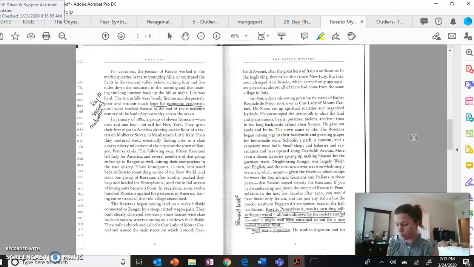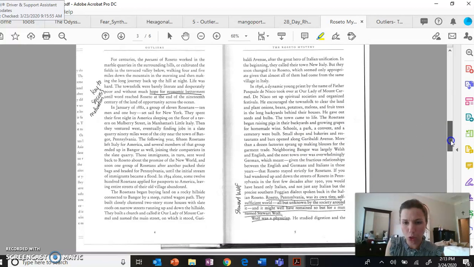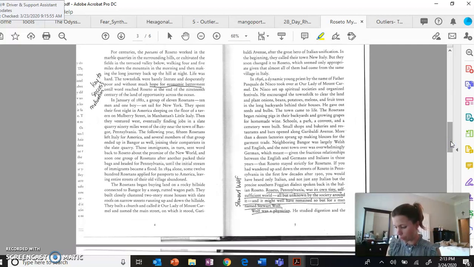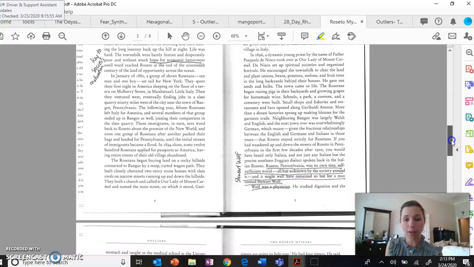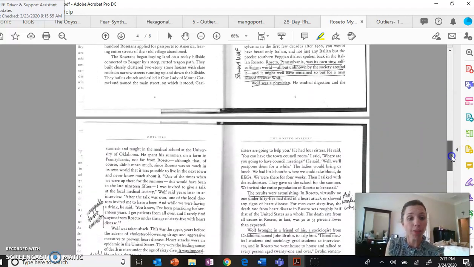As we go a little bit further, we are introduced to, let's see, on page 5, let's make sure it's the same in your book. Yes, we're introduced at the bottom of page 5 to, once we have this group of people in Roseto, Pennsylvania, its own little self-sufficient world, it might have remained so, but for a man named Stuart Wolf. And then we get the description. Wolf was a physician.